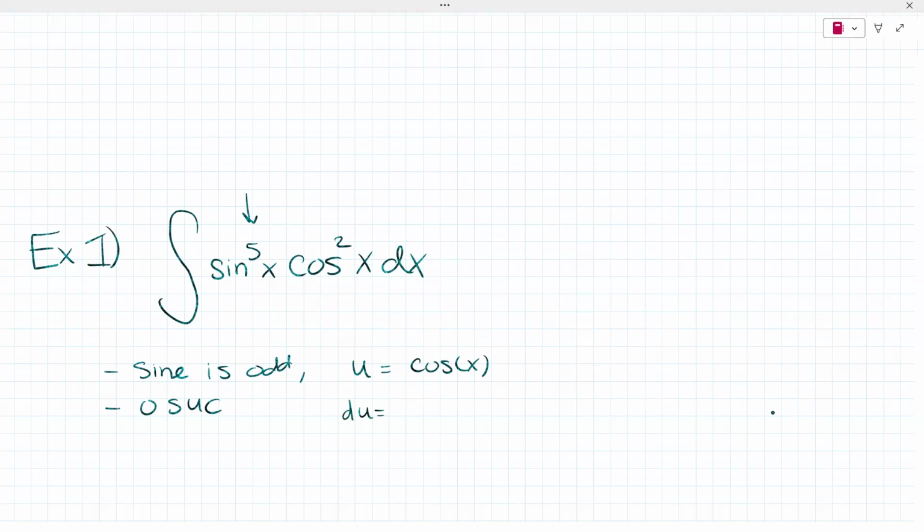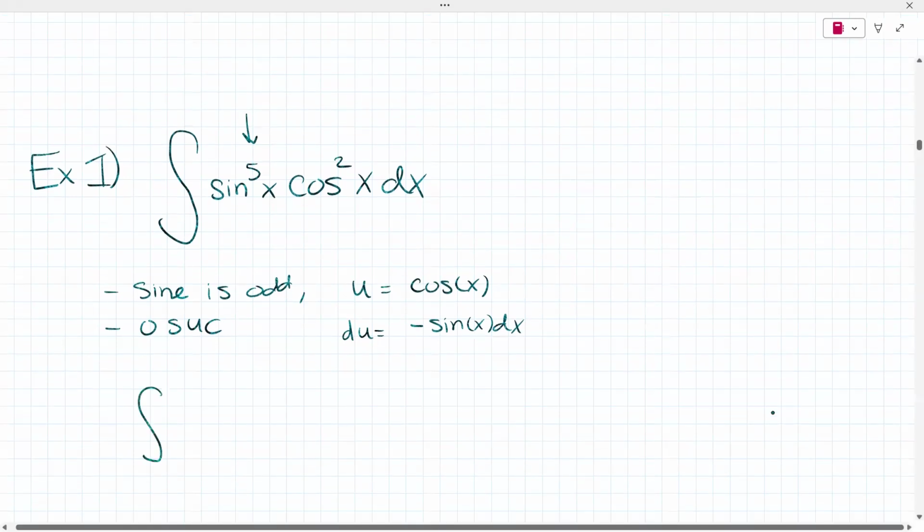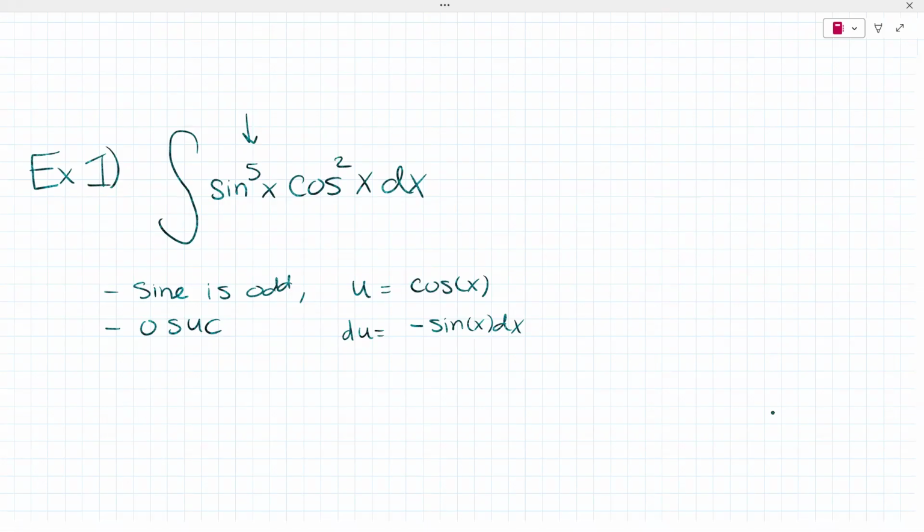What's the derivative of cosine? Negative sine of x dx. And then if we're going to use OSUC, that means we're going to replace the remaining sine square x with 1 minus cosine square of x. And then you're going to replace sin 5 of x. So you understand that, okay, if sine is odd, your u is going to be cosine of x.